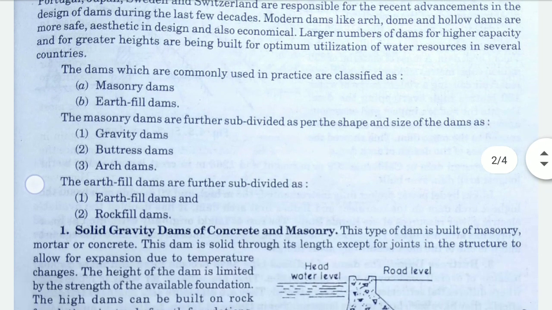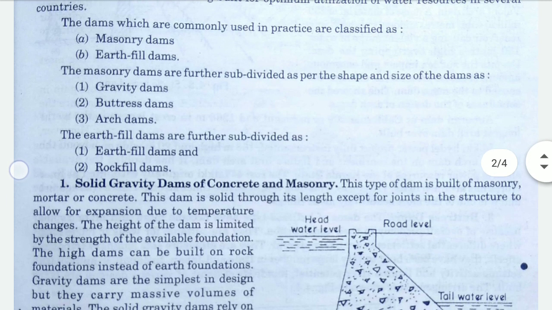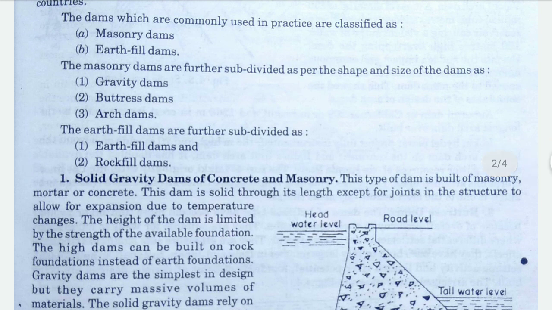Considering all these factors, the dams commonly used are classified as masonry dams and earth fill dams. The masonry dams are further subdivided, as per the shape and size, into gravity dam, buttress dam and arc dam. The second one, earth fill dam, is further divided into earth fill dams and rock fill dams.